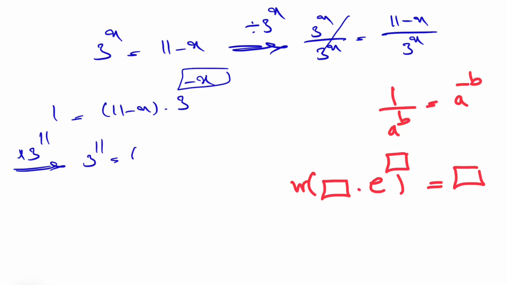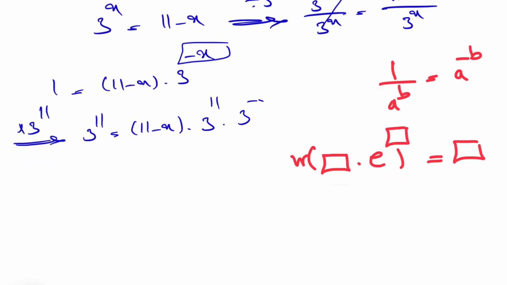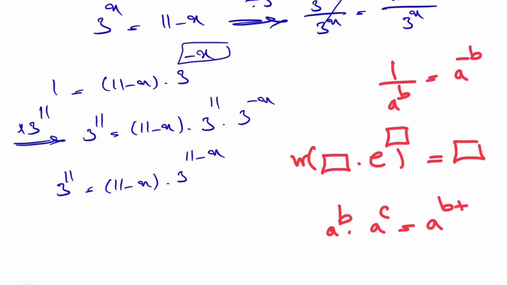So 3 to the 11 is equal to 11 minus x times 3 to the power of 11 times 3 to the minus x. From the laws of the exponent, we know this will be equal to 11 minus x times 3 to the power of 11 minus x. When we have a to the power of b times a to the c, this is equal to a to the power of b plus c. This was our b and this was our c, so 11 minus x.